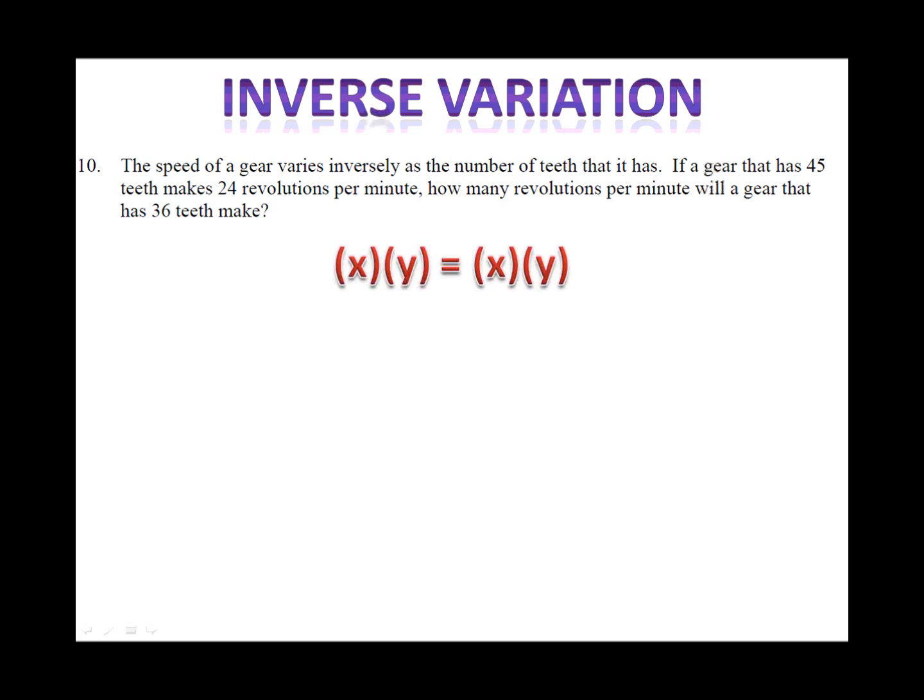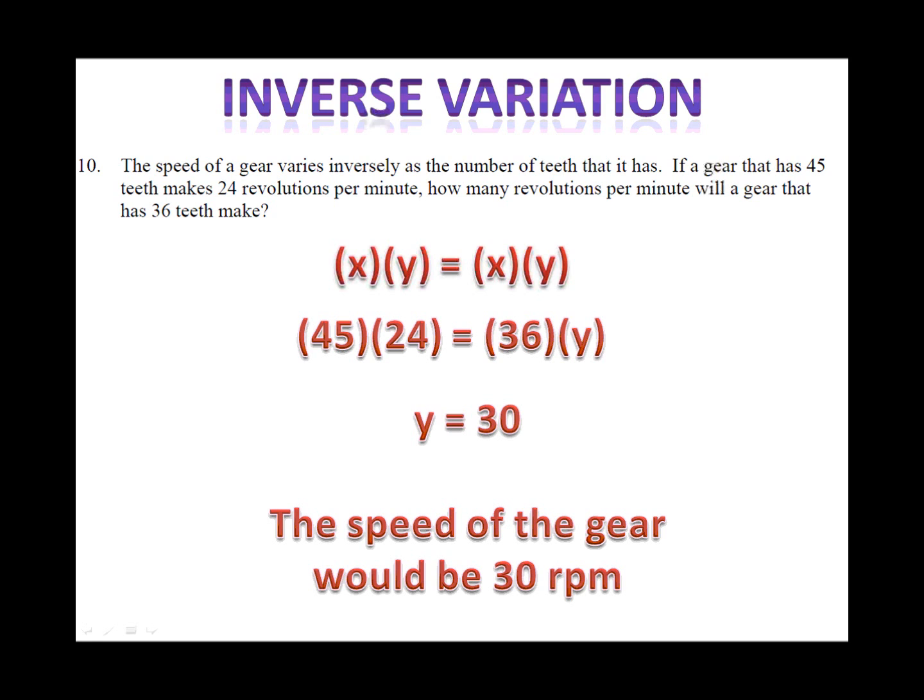In this case, we have 45 teeth gives us 24 revolutions per minute. 36 teeth gives us an unknown amount. We'll call it y. 45 times 24 equals 36 times y. Solve the equation, y equals 30, which means the speed of the gear would be 30 rotations or revolutions per minute.